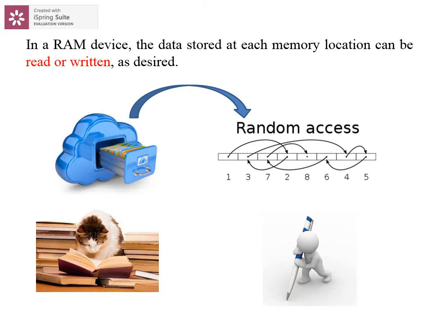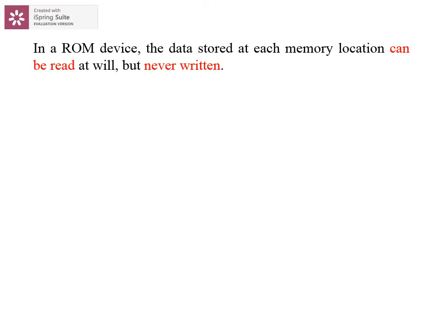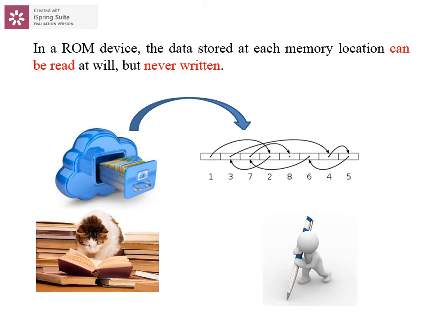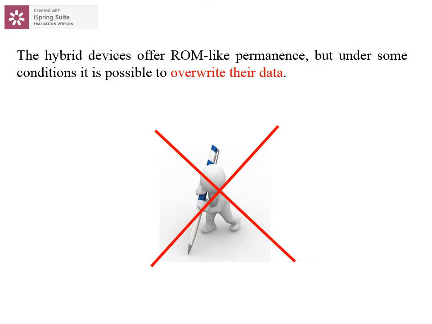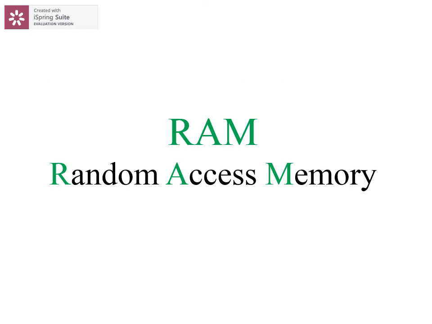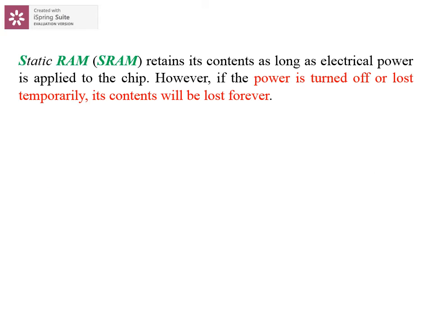as desired. In a ROM device, the data stored at each memory location can be read at will, but never written. The hybrid devices offer ROM-like permanence, but under some conditions it is possible to overwrite their data. Now we are going to see about RAM. RAM stands for Random Access Memory.